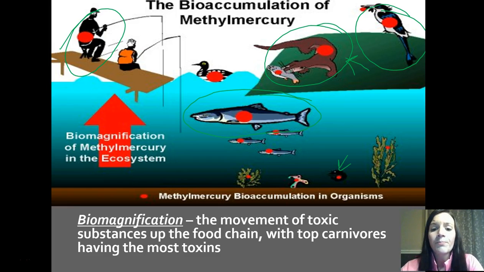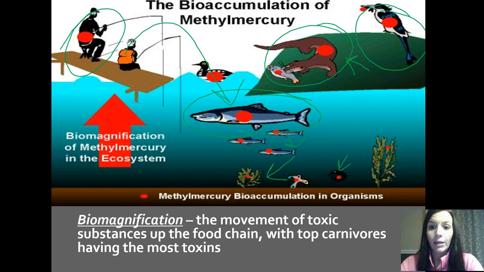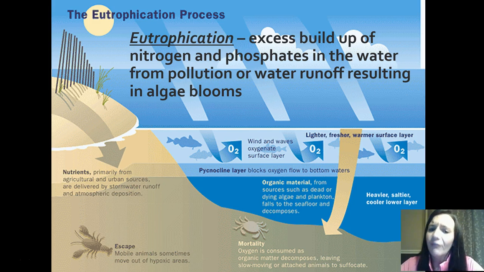And the issue is this little fish is eating this plant, which has a little bit, and then the big fish is eating the plant. But then look, what are we fishing for? We're fishing for the big fish, right? You don't keep the little ones. So the larger fish you eat, the more toxins they have in their body because they've accumulated them all along the way. And the final term we're going to talk about is eutrophication.